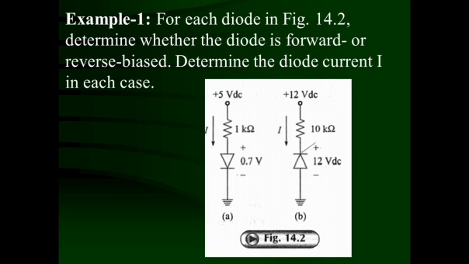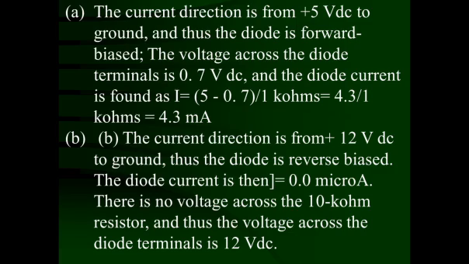So when it is forward biased, the current will flow. Now the question is how much current will flow. The voltage drop across the diode is going to be 0.7 volt. So VCC minus IR, where I is the current flowing through this, minus the voltage drop across the diode is equal to zero. That is, you are utilizing Kirchhoff's second law, and that way you generate this equation. The current direction is from plus 5 volt to the ground, and thus the diode is forward biased.